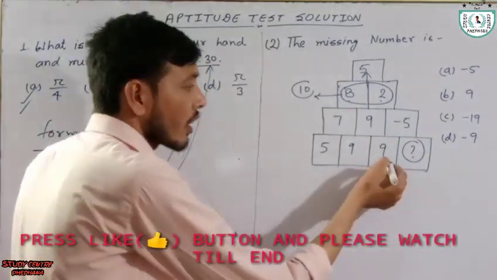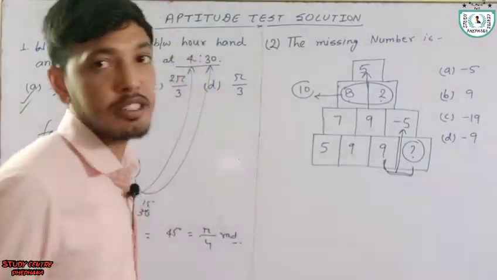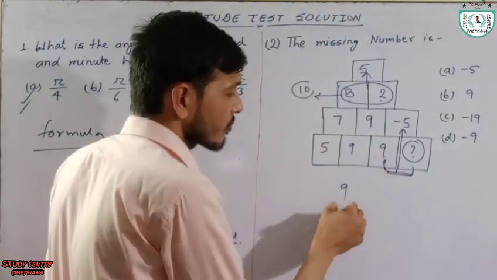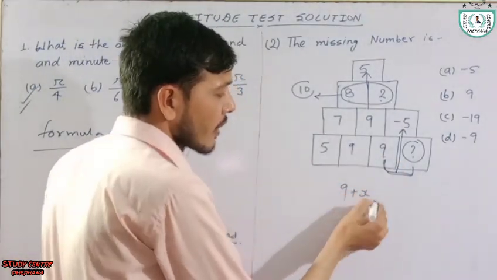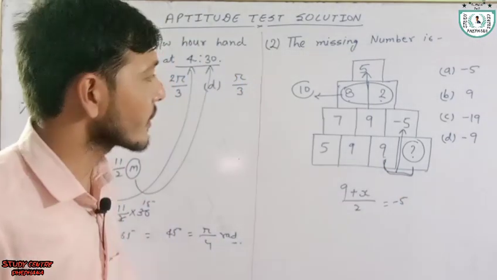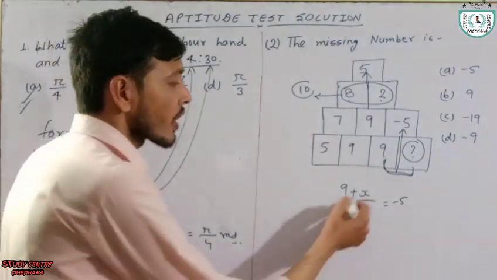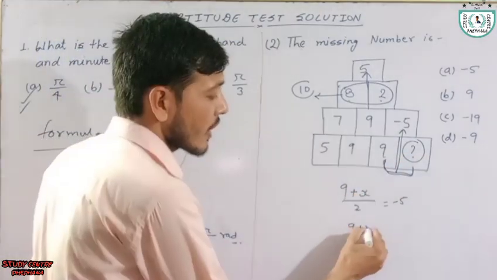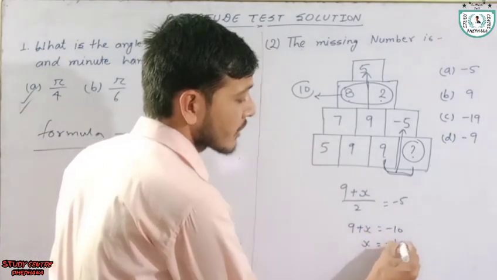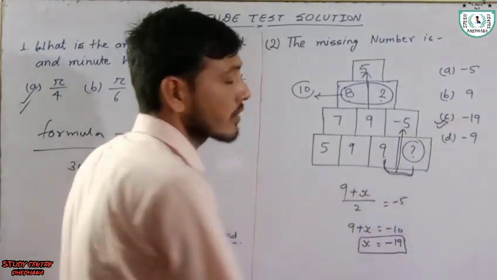These two numbers' average is minus 5. We have 9 plus x by 2 is equal to minus 5. Okay, x is the number that is missing in this series. Now we have 9 plus x is equal to minus 10, or x is equal to minus 19. Hence the correct answer is minus 19, that is C.